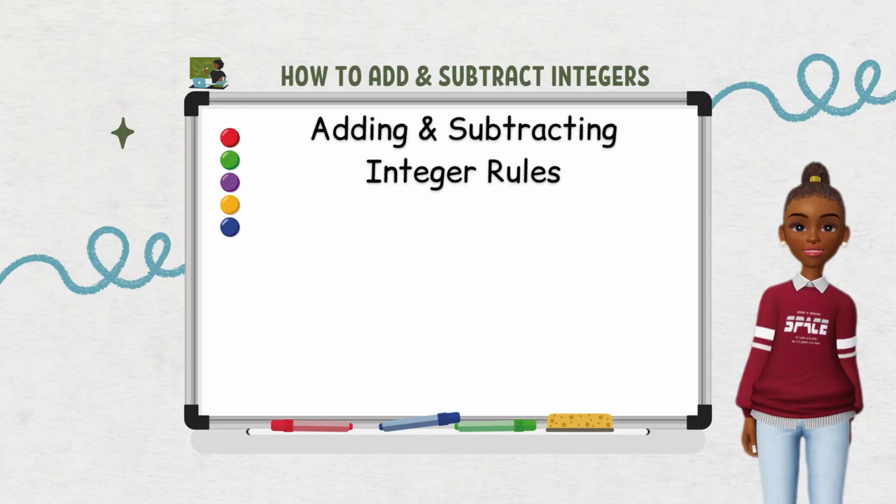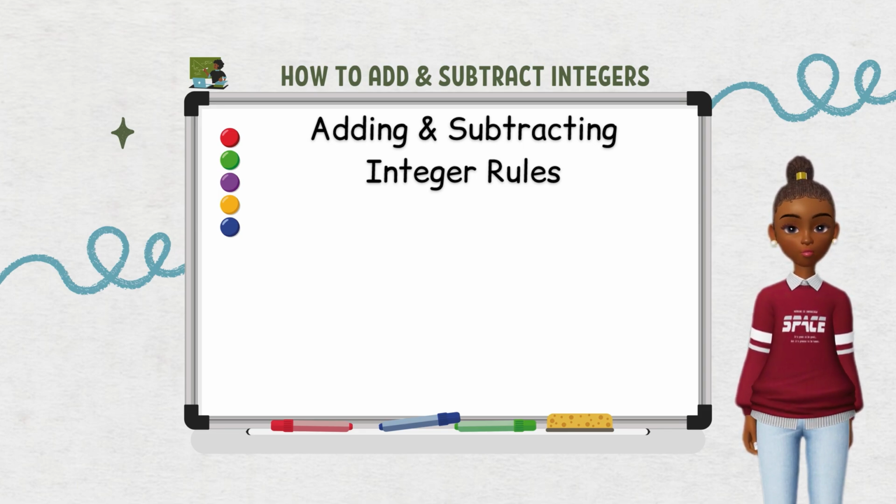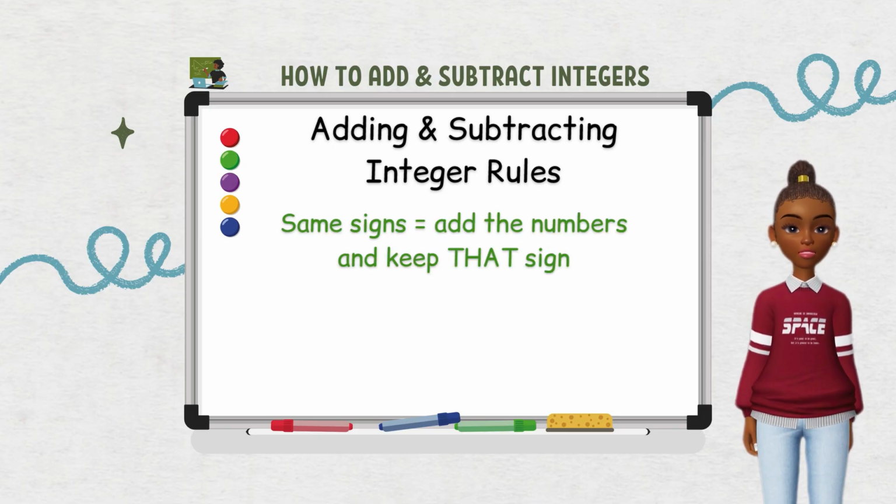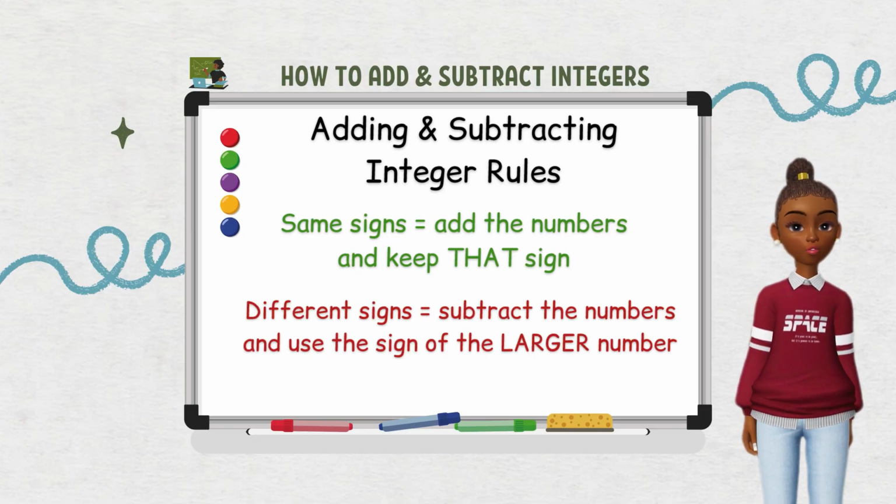Alright, now let's talk about adding and subtracting integers. This part is where most people start to overthink, but I promise it's not as bad as it looks. When you're adding and subtracting integers, you're really just doing one of two things. You're either adding numbers with the same sign or adding numbers with different signs. Let that sink in. If the signs are the same, you add the numbers and keep the sign. If the signs are different, you subtract the numbers and keep the sign of the number with the greater value.